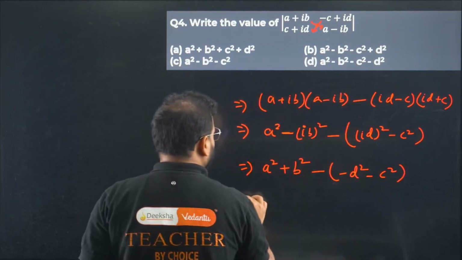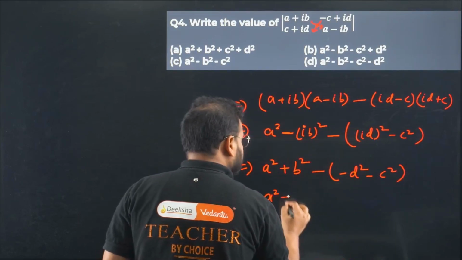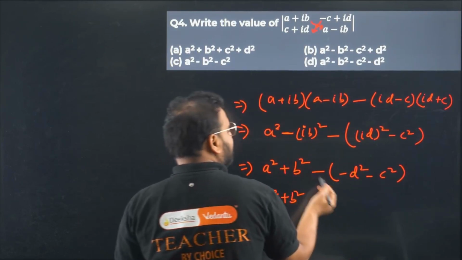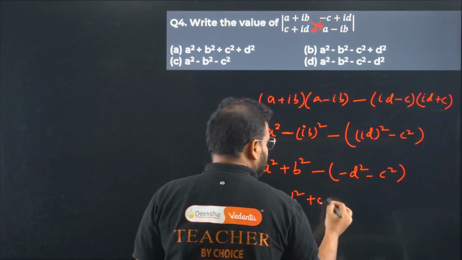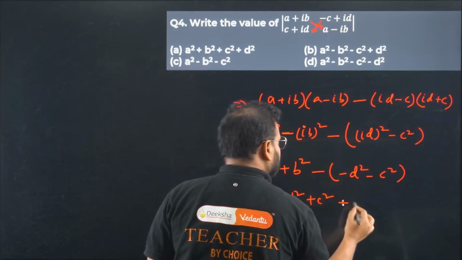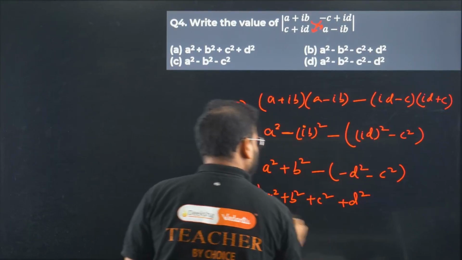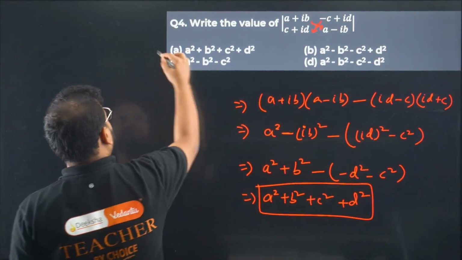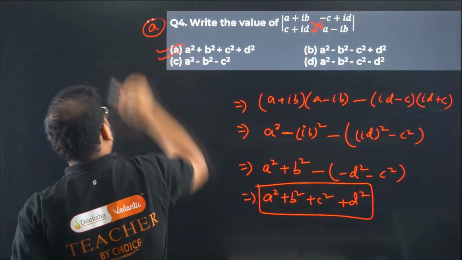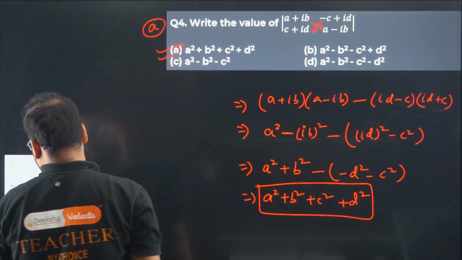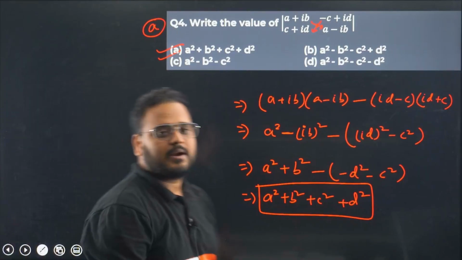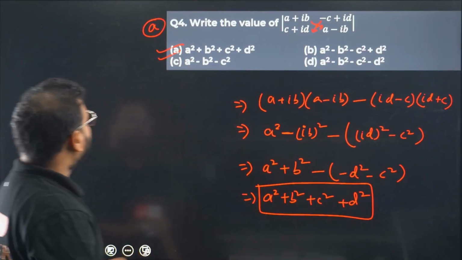Expand the bracket now. We have a square plus b square. Minus of minus becomes plus, so plus c square, and minus of minus becomes again plus, so plus d square. That's my answer. Option A is correct. Getting it? Easy enough. Okay, fourth is done.